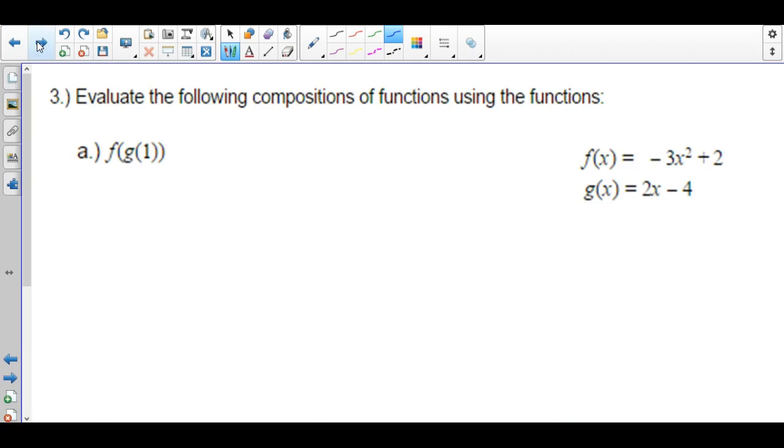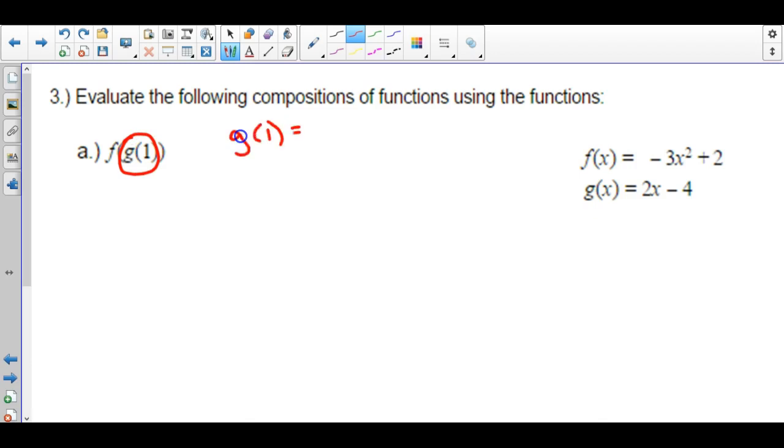So then moving on to composition, this is where we're going to take a value. I would read this as f of g of 1, and we're taking that value of 1 and substituting it into my g function for x, and we'll evaluate that function, get a number, and then substitute that number into my f function. So what I'm going to do is work from the inside out, starting with g of 1.